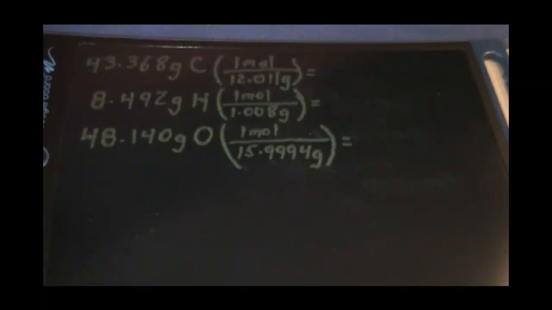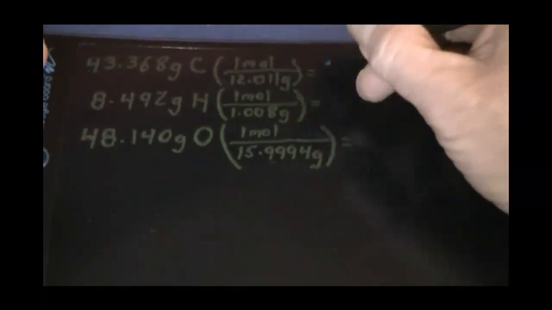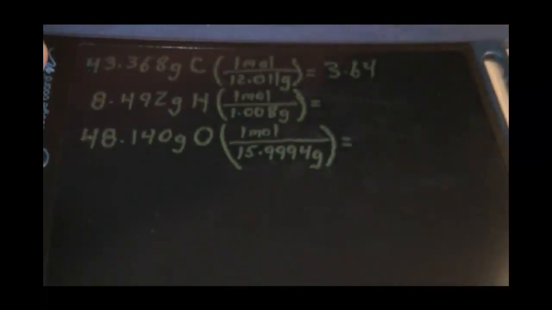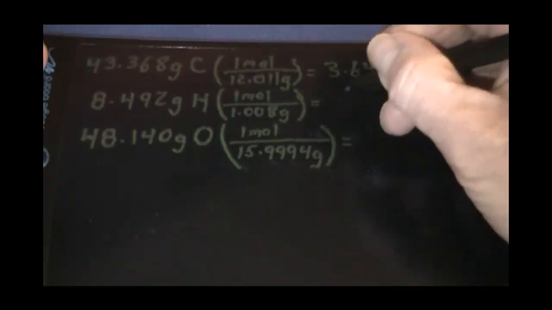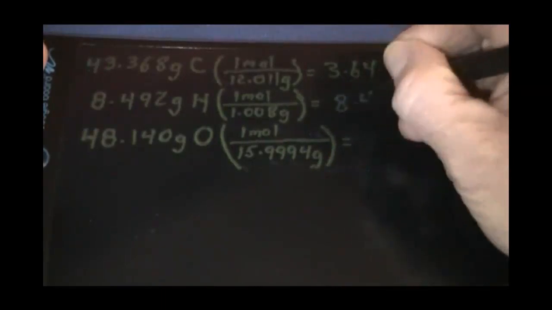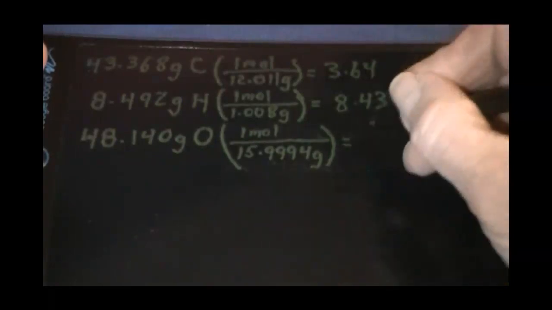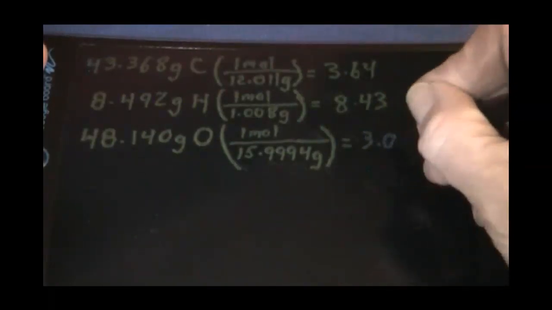So dividing by the molar masses on the periodic table, which I set up for you, so we have 12.011 for carbon, gives us 3.64 moles of carbon. We have 8.425, so we'll call that 8.43 moles of hydrogen, and 3.01 moles of oxygen.